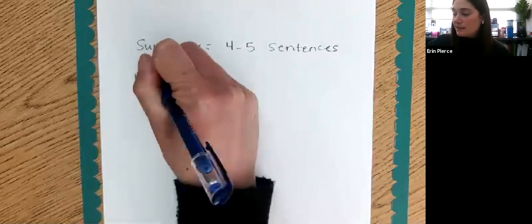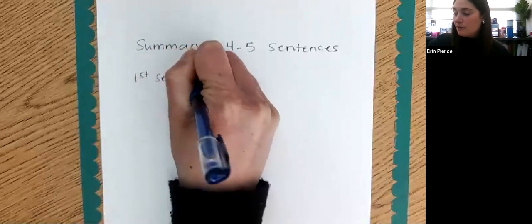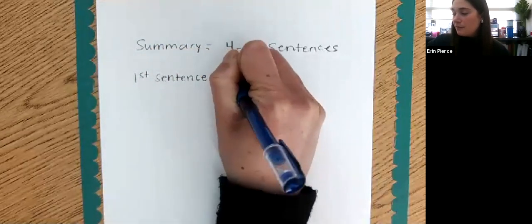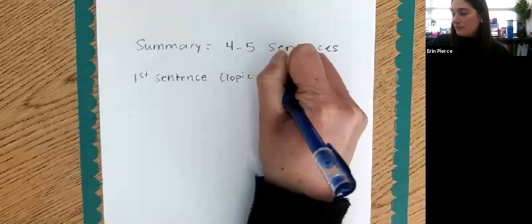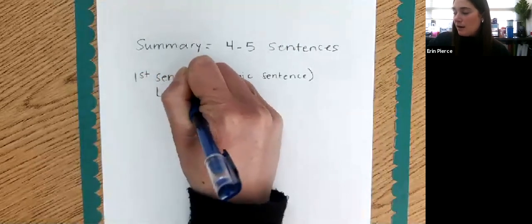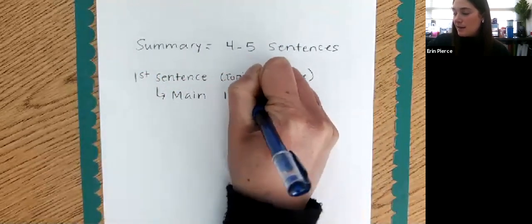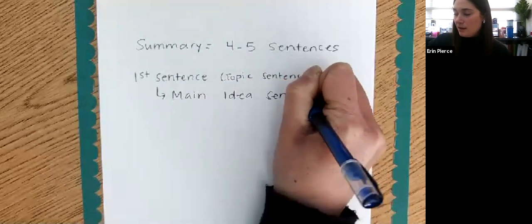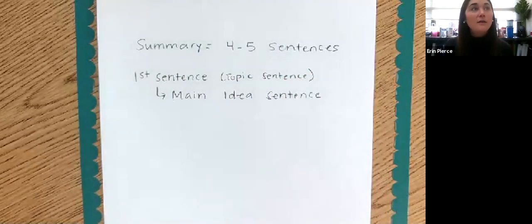First sentence, your topic sentence, which is your main idea sentence. Thinking of Martin Luther King, not all of the things that we know about Martin Luther King, just the article, the 3-paragraph article you read. What is the main idea of that text?